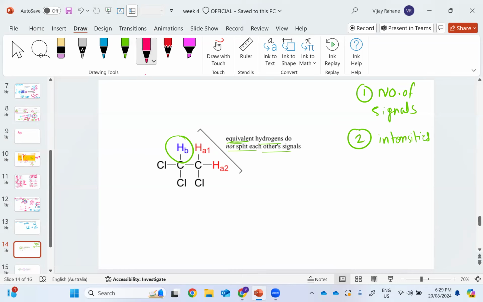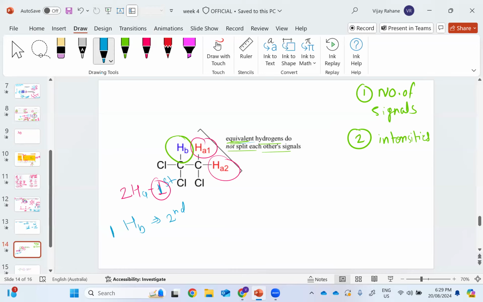But yes, this is HA and HA1. These both are chemically equivalent protons. So because of these two hydrogens, we'll get one signal, and because of this HB, this is one HB, we get a second signal. So you get two signals, right? Because there are two types of protons here, we will get two signals before coupling.